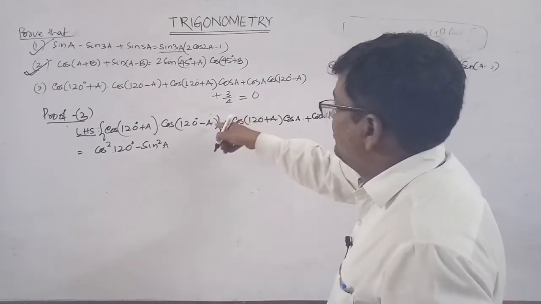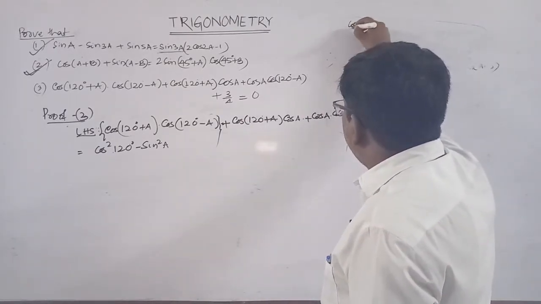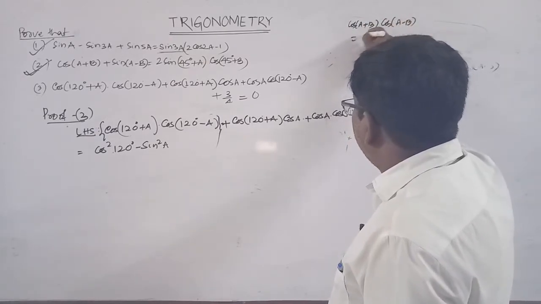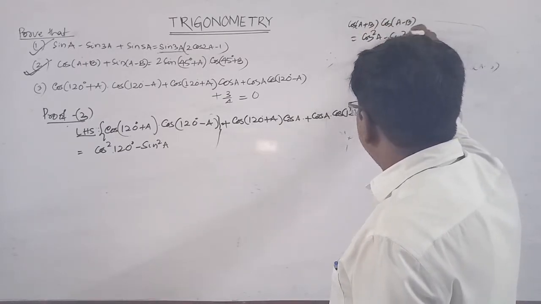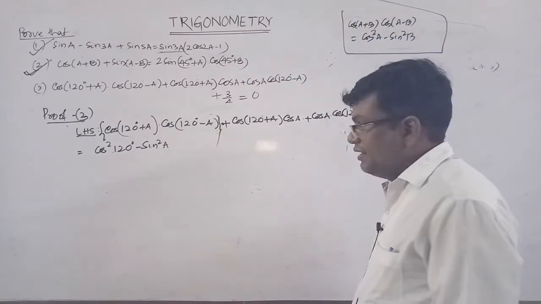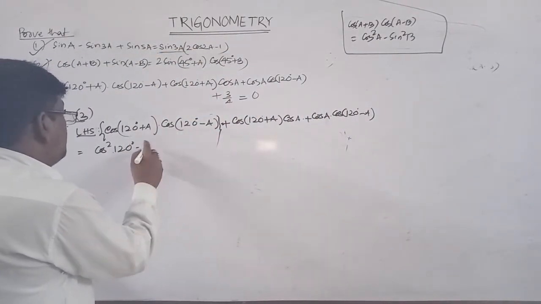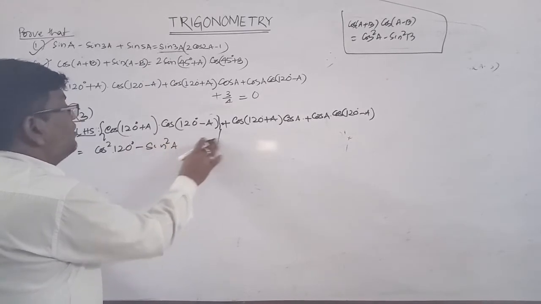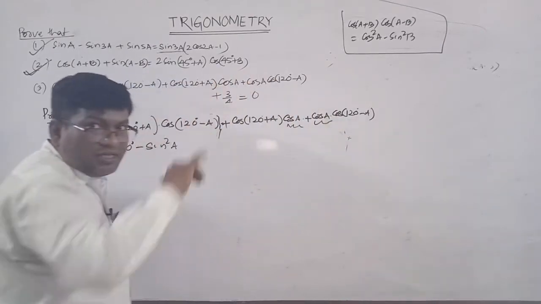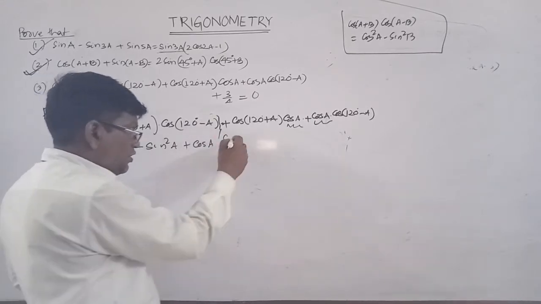Here the formula is what? That is, the formula is cos(A+B) into cos(A−B), the formula is cos² A minus sin² B. This is the formula used here. Okay, then this is cos² 120° and this is what? This is minus sin² A, and this again, take common cos A. This is cos A and this is cos A. So take common cos A.